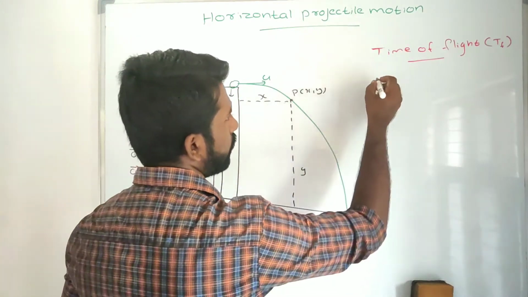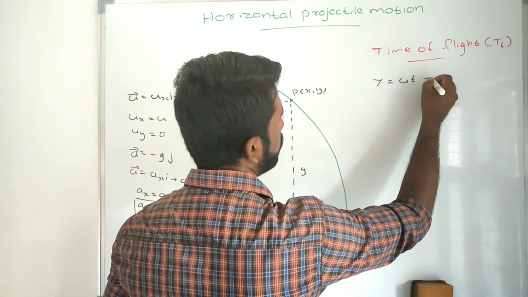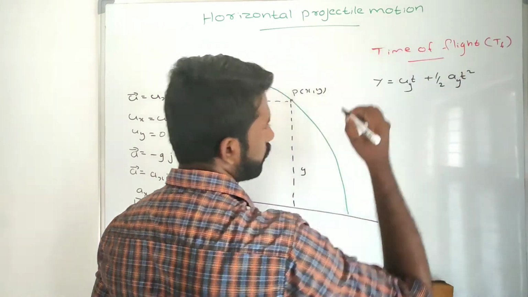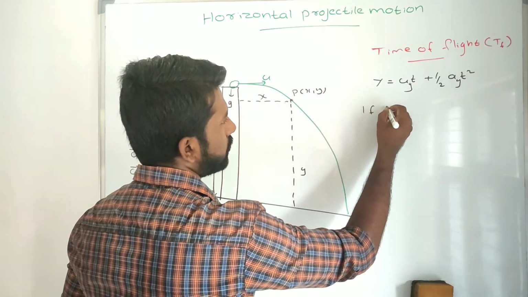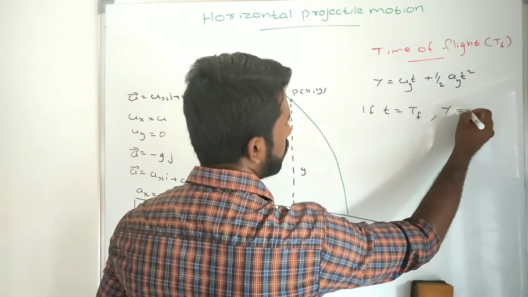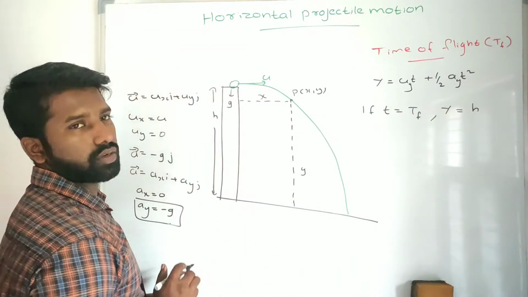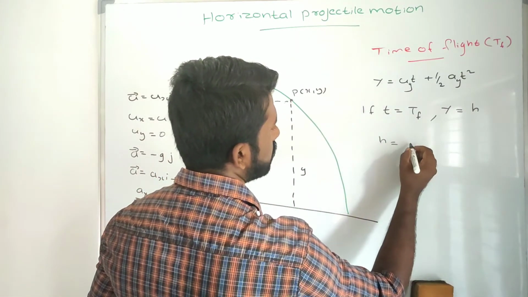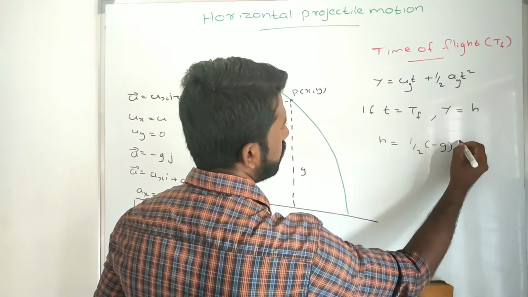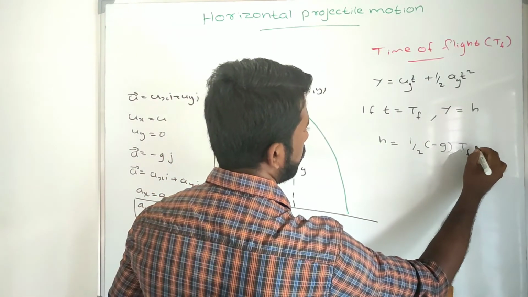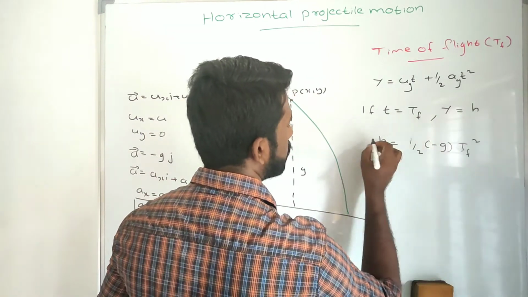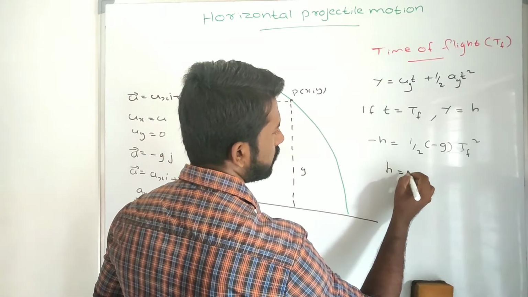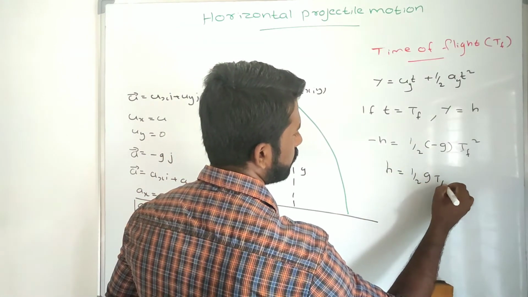Vertical displacement is equal to ut plus half at square, that is equal to y. If t is equal to tf, then y is equal to the height of the tower. Then we substitute here, so h is equal to uy, which is 0, plus half into minus g tf square. What about h? h is also measured from top to bottom, so that is also negative, so we will get h is equal to half into g tf square.